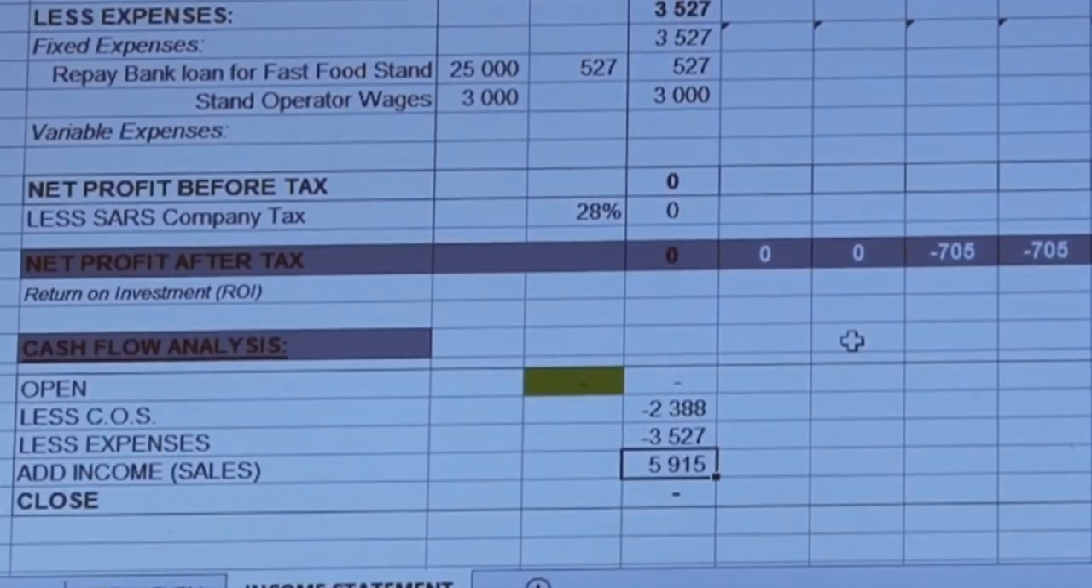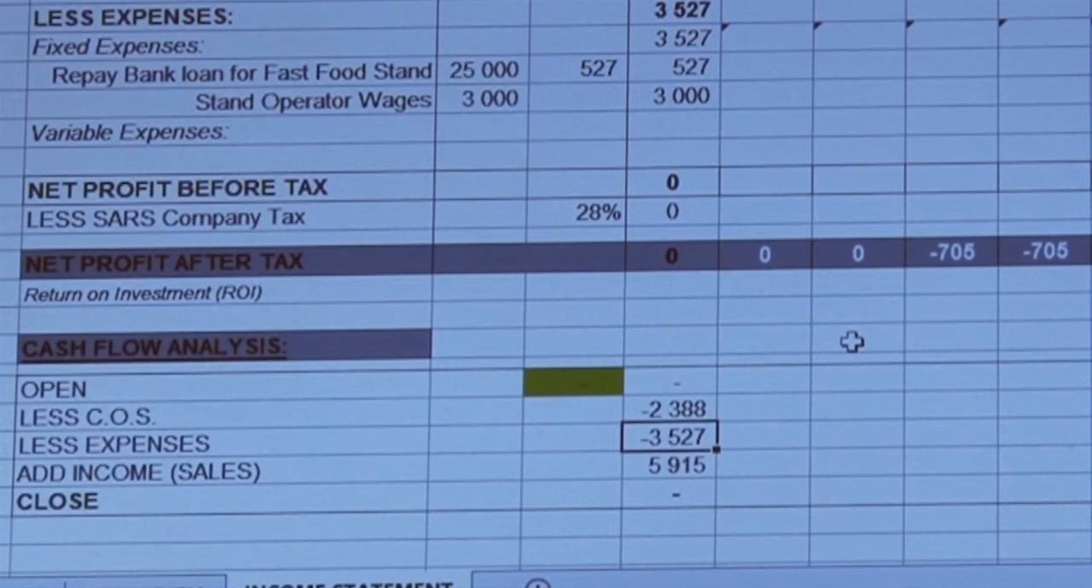Let's have a look at the cash flow then. If we opened our business with nothing in the bank, in other words, we had no bank balance whatsoever, we'd have our cost of sales, which is the cost of producing our products, hot dogs and hamburgers, and they came to 2,388 Rand, if you recall. And then our expenses, our fixed expenses, was our operator, our stall operator, and of course the repayments back to the bank on a monthly basis, and they came to 3,527 Rand. If we add our sales to that, we have a closing balance of naught. In other words, we've made no profit, there's no increase in our bank balance.